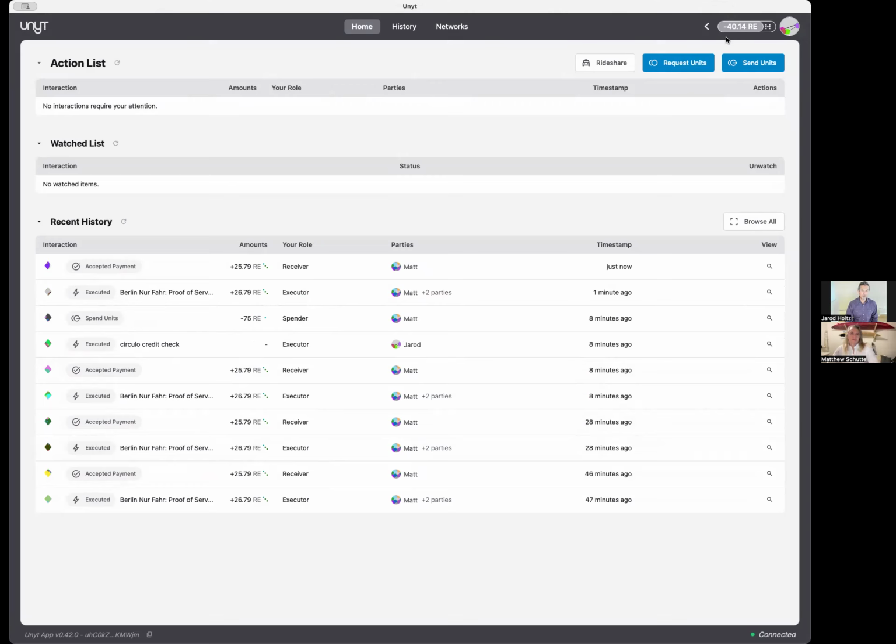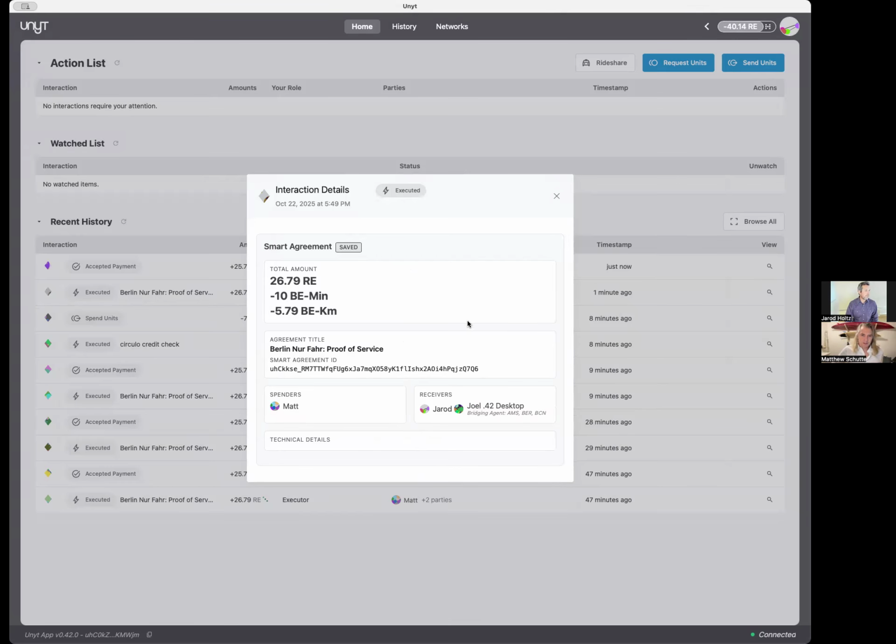Jared, can you go ahead and click on the executor one that you had in the history there? Yeah. And in this, we can see that there were two receivers. The spender here was Matt on the left, and the receivers were Jared, who got most of those funds, and then right now we have Joel 42 desktop, but that's really the bridge agent for the Berlin Nurfar rideshare organization. They're taking a one ride euro fee. The idea here being that you can get away with much lower fee structures when you're splitting the costs and when your organization isn't just trying to extract as much as possible out of all the drivers and riders in their ecosystem. You can go ahead and stop sharing that, Jay, and we'll stop sharing in general.